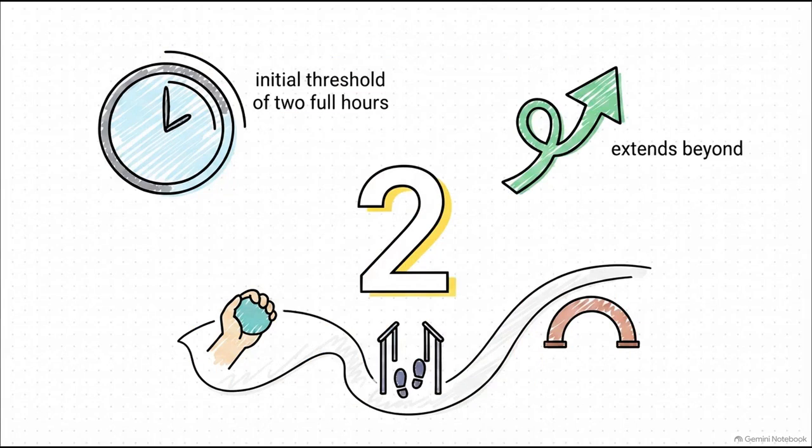Work hardening requires an initial threshold of 2 full hours. You bill 97545 for that entire initial 2-hour block. If the conditioning extends beyond that, then you use the add-on code 97546 for each additional hour. It's an intensely comprehensive rehabilitation process.